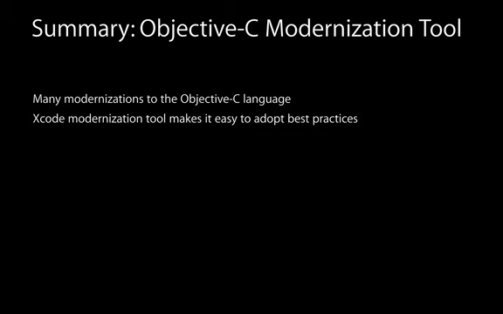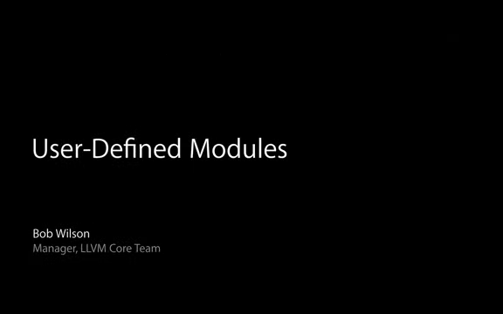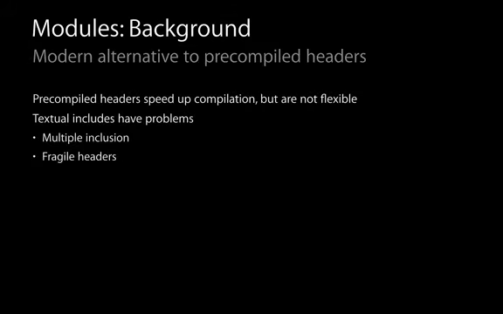Thank you, Jim. So modules are another way that LLVM can help modernize your code. We introduced modules just last year, but in case you missed that, let's start with some background. So before modules, we had precompiled headers, which are often an effective way to speed up the compilation of your code. But they do have some limitations. You can only have one precompiled header at a time.